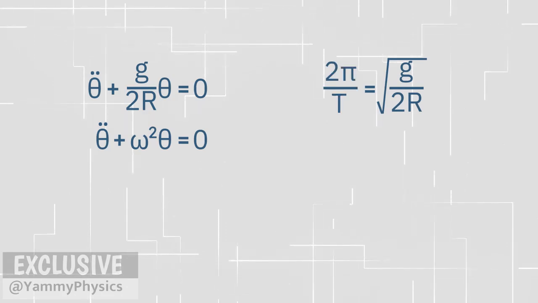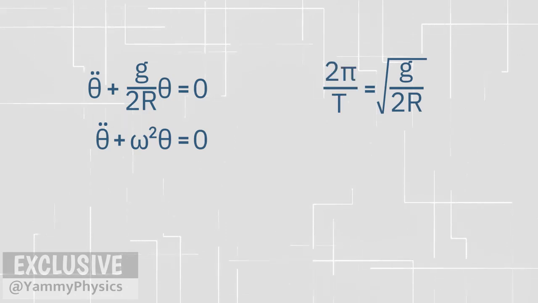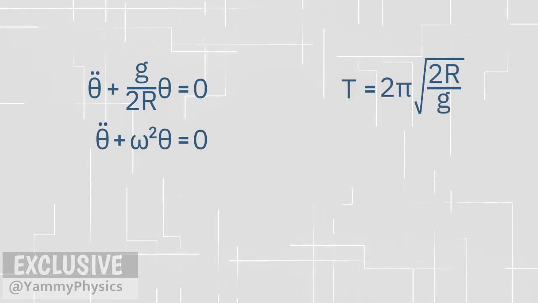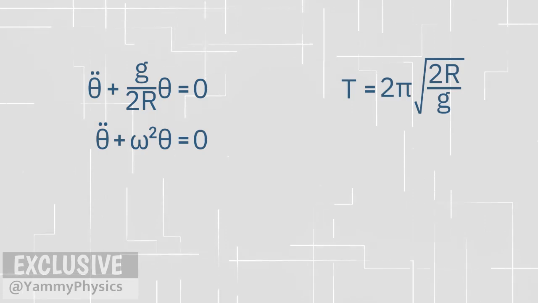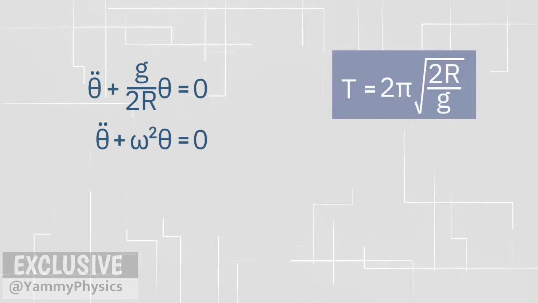Omega is 2 pi over big T. So, big T is equal to 2 pi root of 2r over g. This is the period of oscillation of the thin ring.